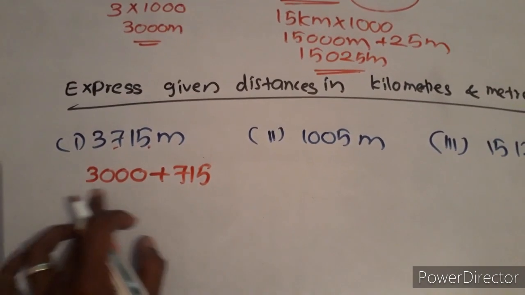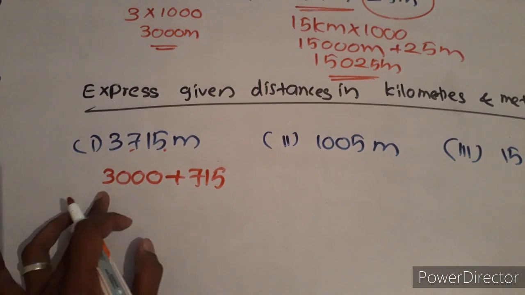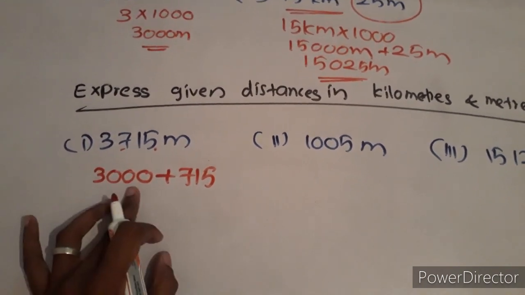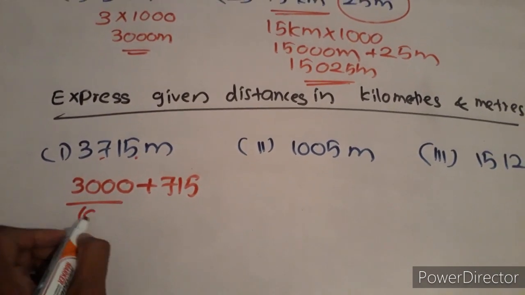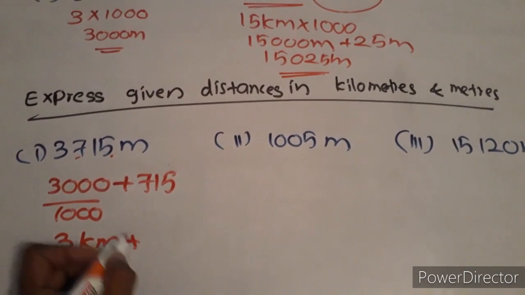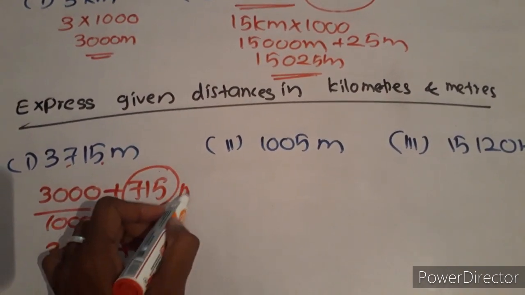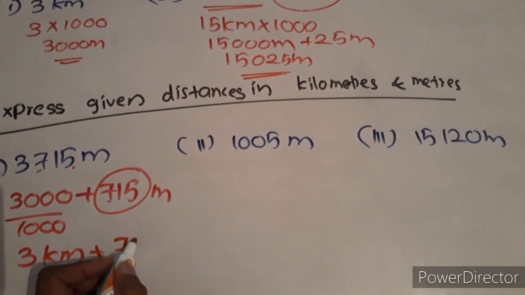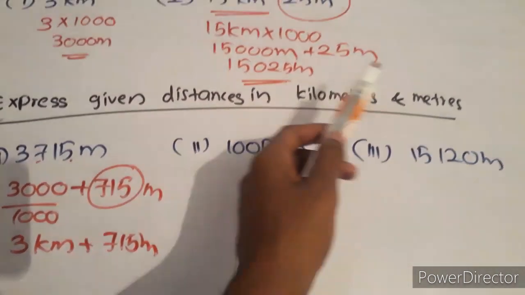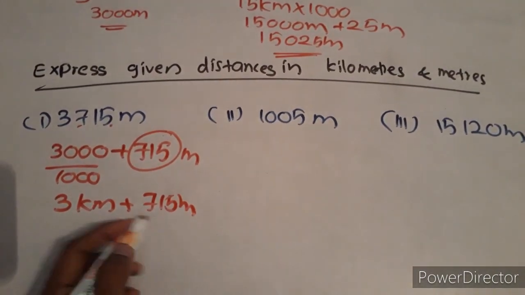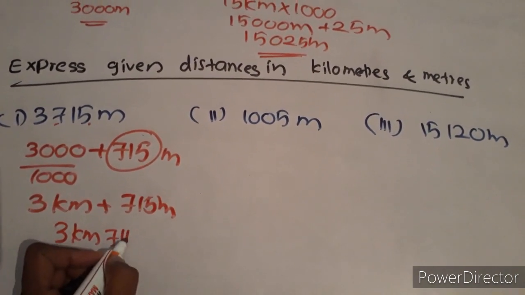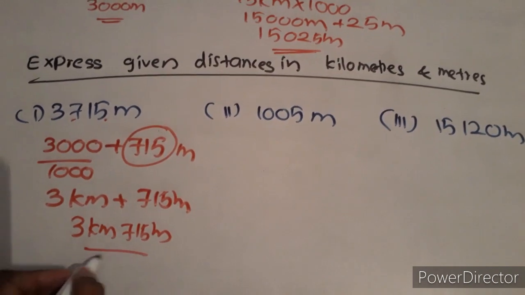So this 3000 we can convert into kilometers. How many kilometers are there now? We have to divide it by 1000. So it becomes 3 kilometers plus this one is in meters. So we can write it as meters because we have kilometers and meters. So no need to convert this into kilometers. We can write 3 kilometers and 715 meters.